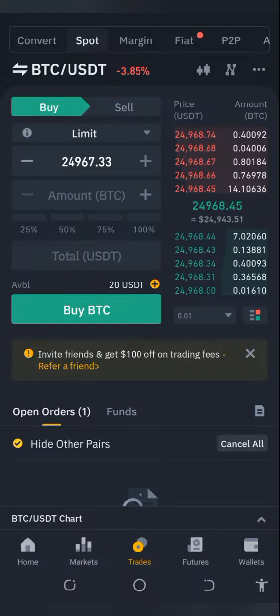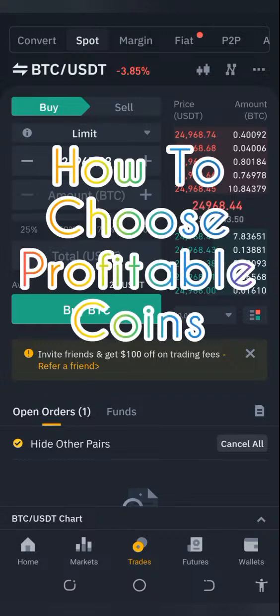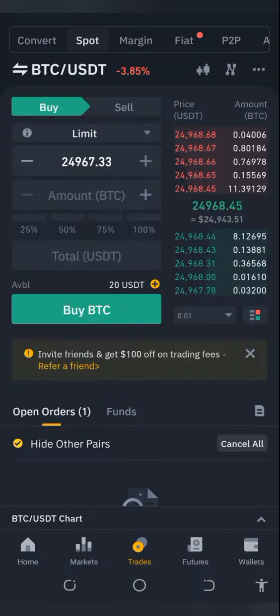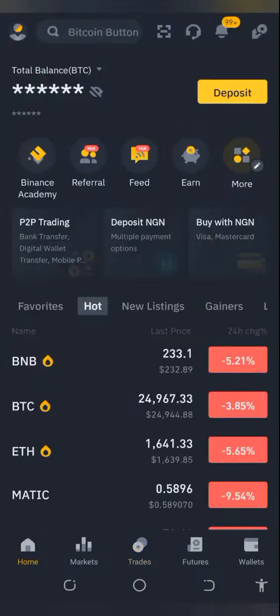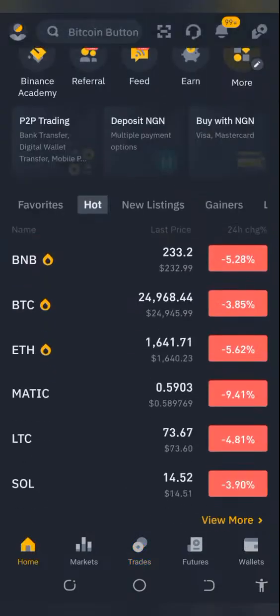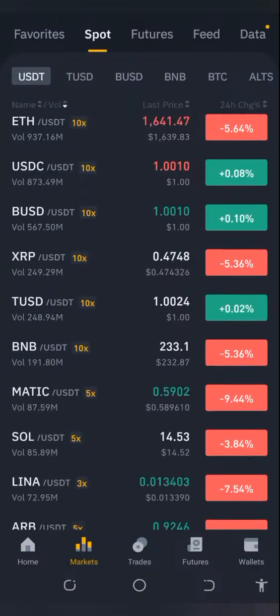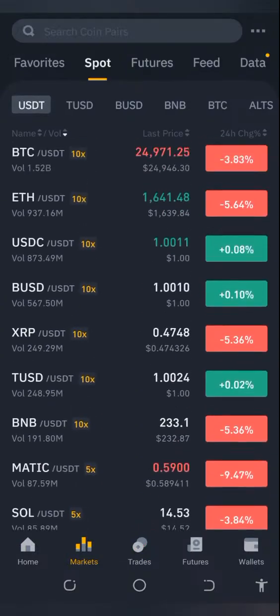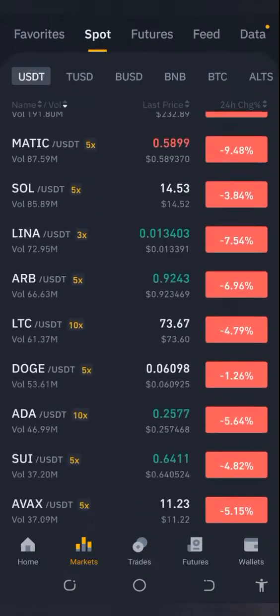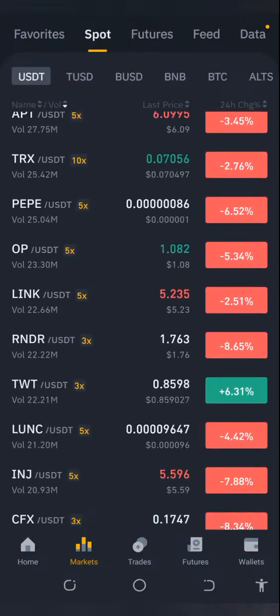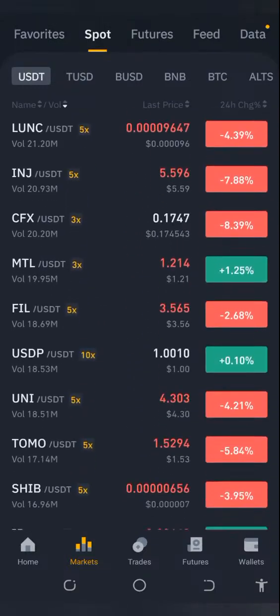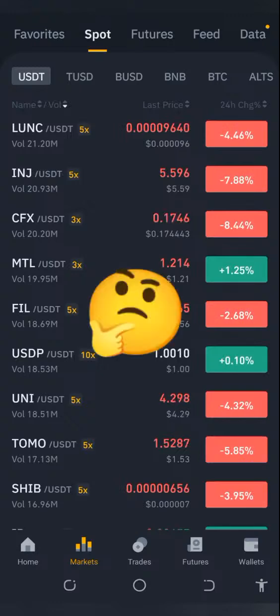So in our income strategies course, in our income strategies program, first off, we're going to share with you all the vital information that you need to choose profitable coins. Yes, you need to know how to choose profitable coins. Let me go to the homepage so you understand what I'm saying. On markets, we're going to see all these awesome coins. Can you see all these beautiful coins? When you click on spot, you'll see so many coins here. And then, of course, I know when just looking through it, you're confused as to which one you will choose. And I understand that.